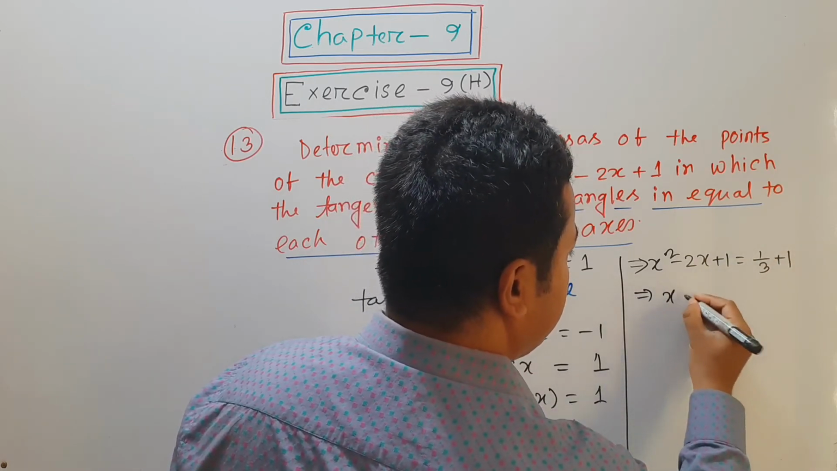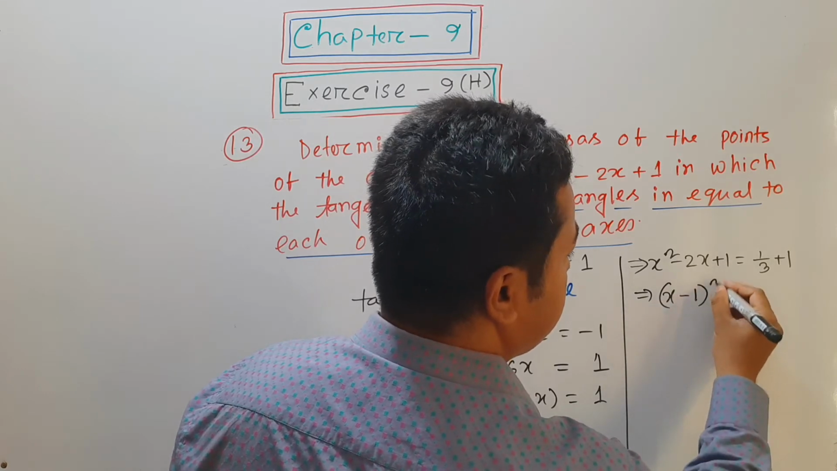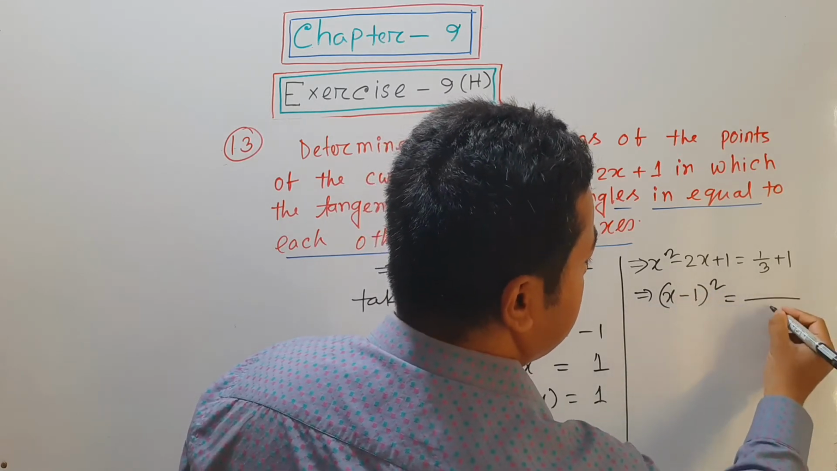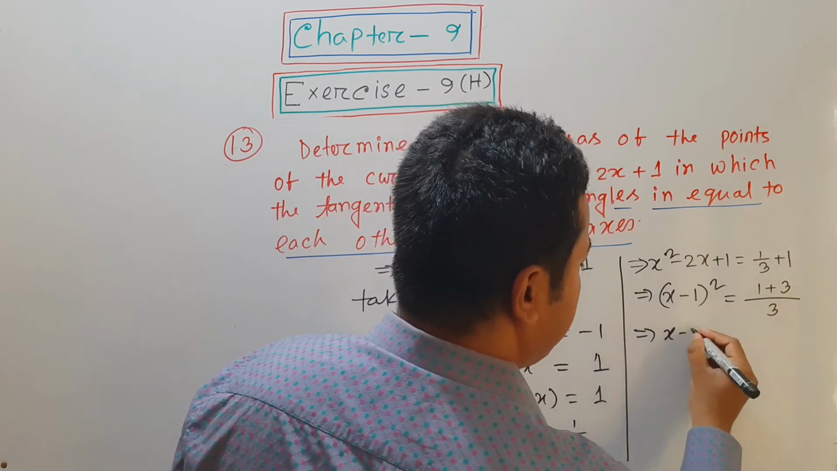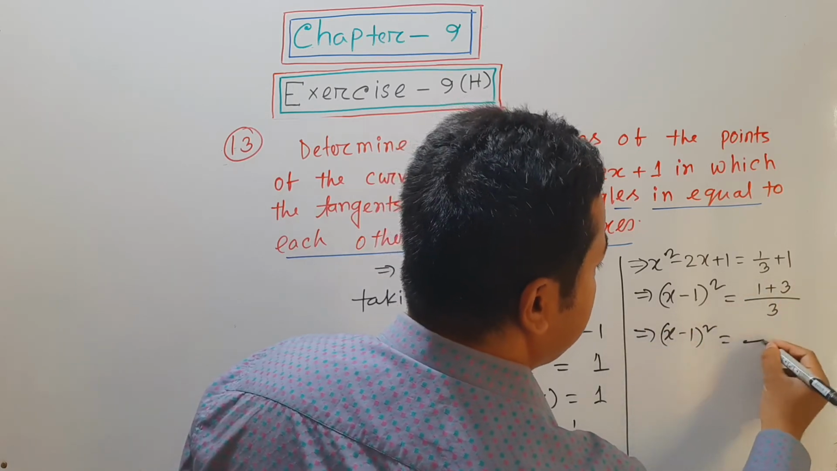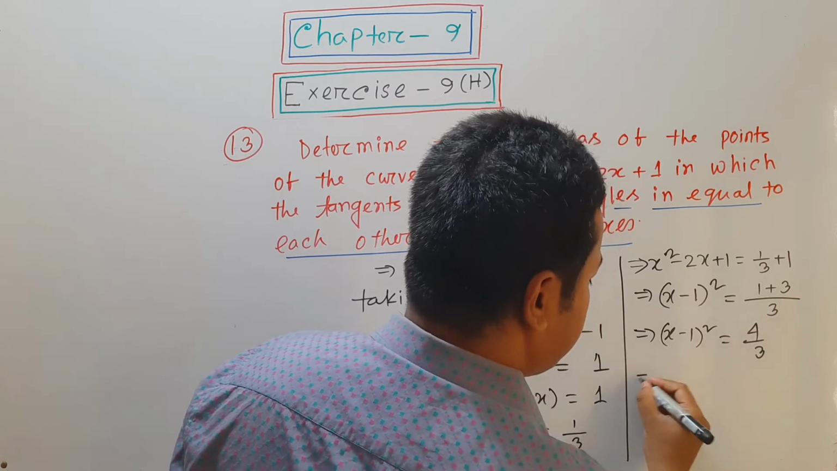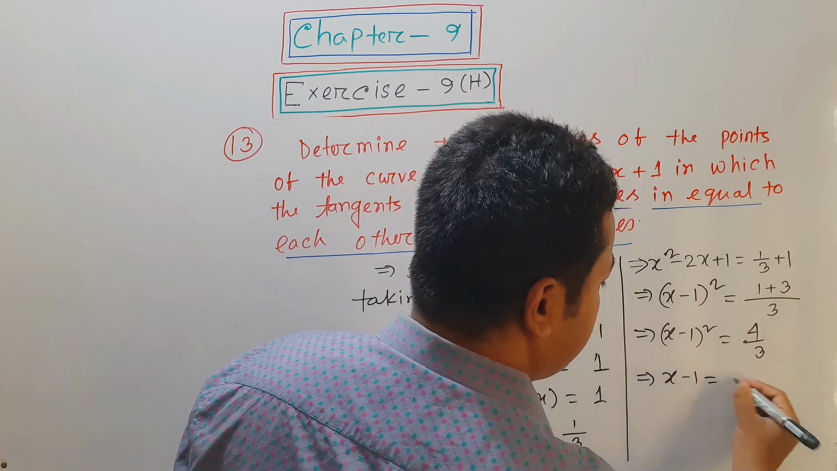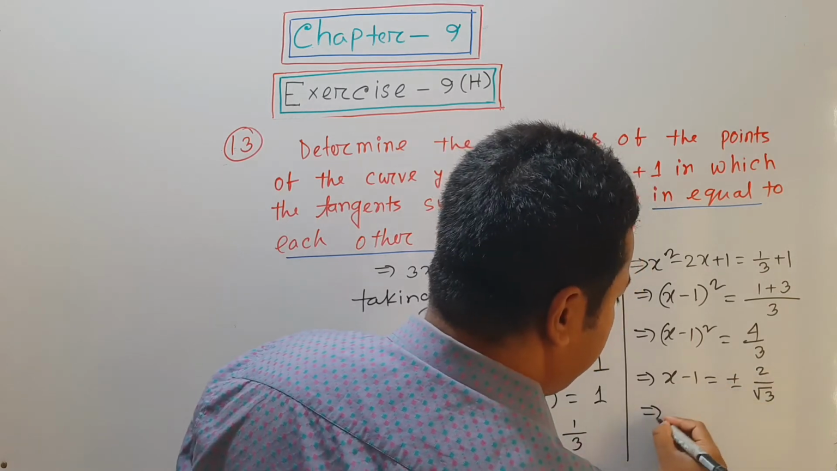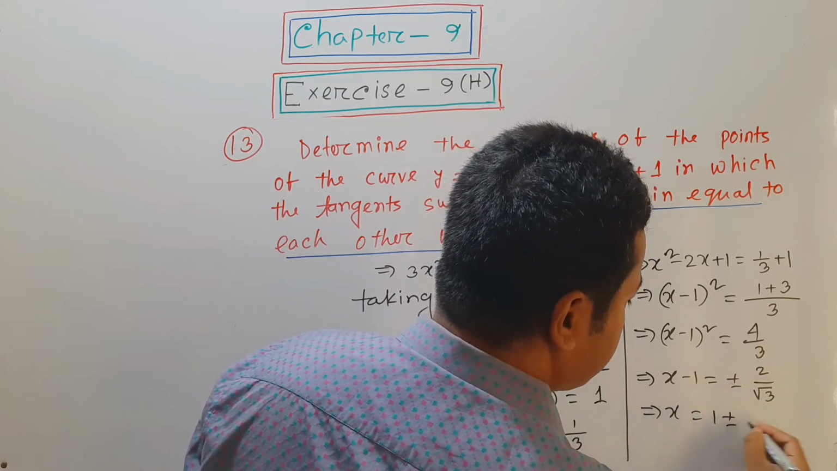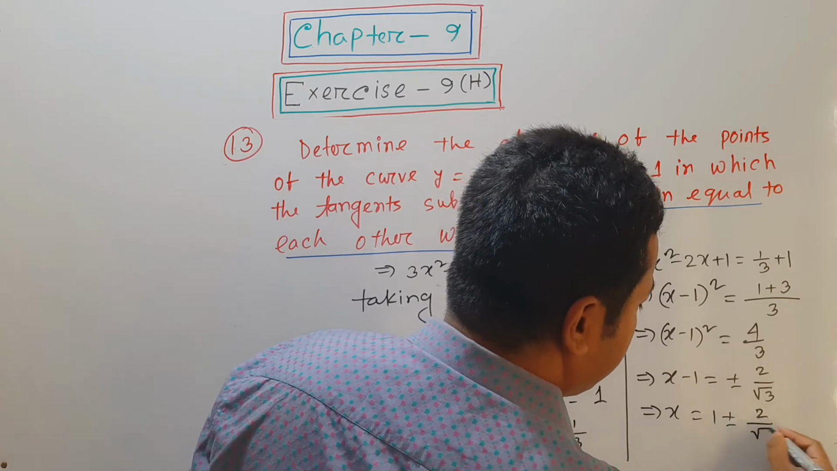Okay, so it will be x minus 1 whole square is equal to (1 plus 3) by 3. So x minus 1 whole square is equal to 4 divided by 3. So x minus 1 is equal to plus minus 2 divided by root over 3. So x is equal to 1 plus minus 2 divided by root over 3.